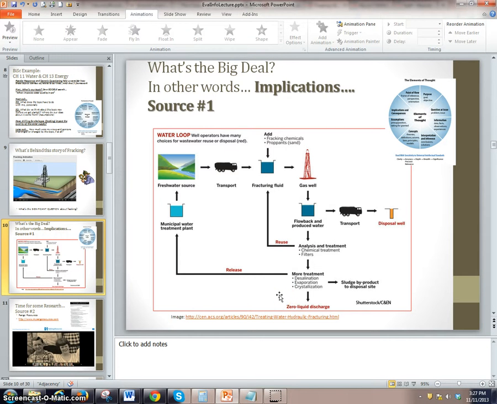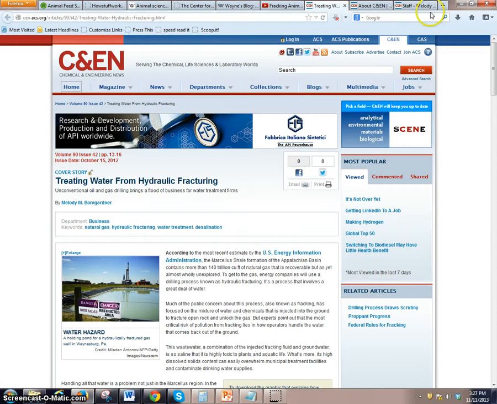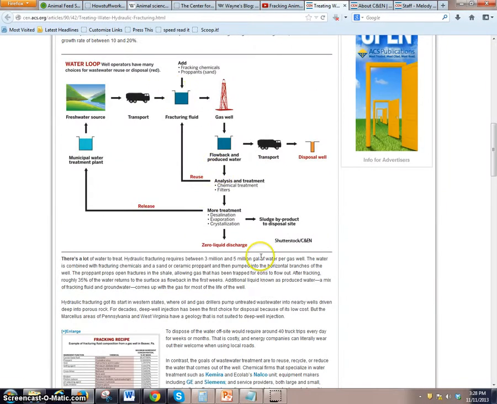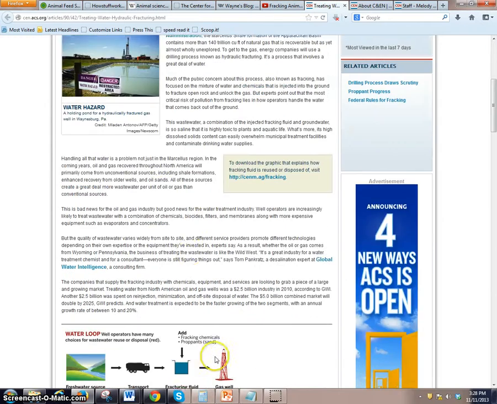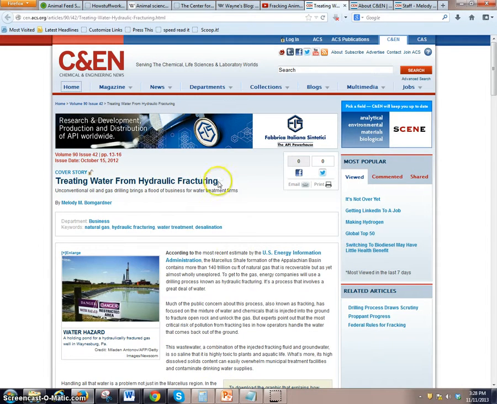So to get started, I just want to make sure that this information about what fracking is really reliable. And I can go out to the source where I got that article, and that is actually here, treating water from hydraulic fracturing. Here is the actual diagram. And so I want to know a little bit about this. What is the CNEN? So it's the Chemical and Engineering News. That sounds good, but what is it?